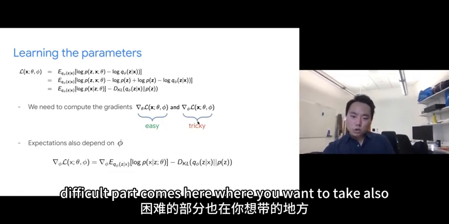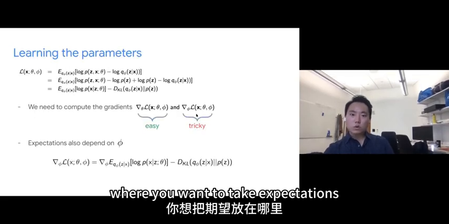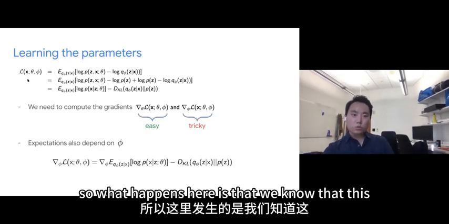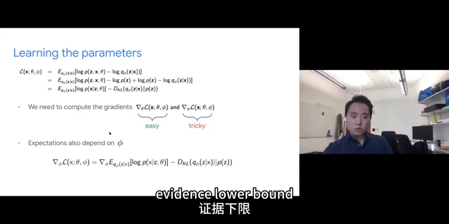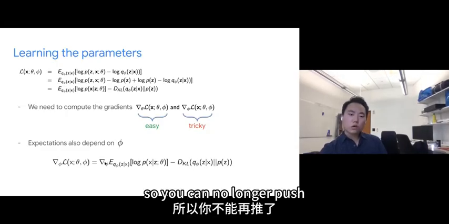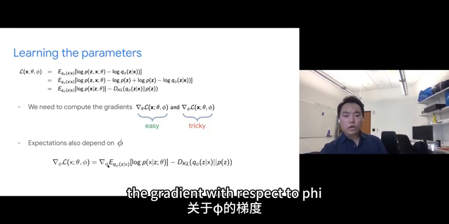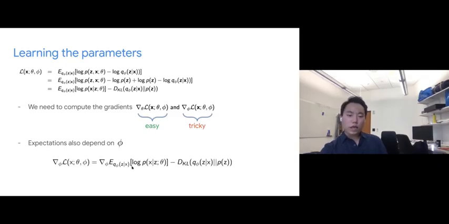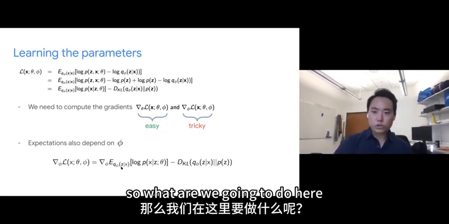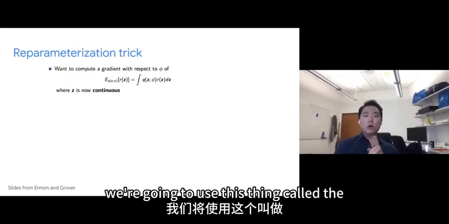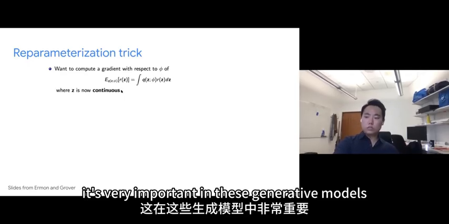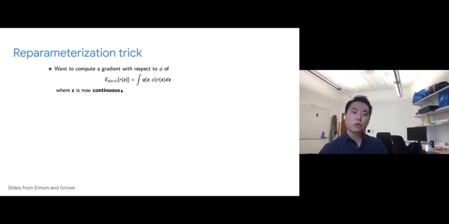The difficult part comes here, where you want to take expectations with respect to phi. We know that this evidence lower bound contains expectations with respect to phi. So you can no longer push the gradient with respect to phi through the expectation and take samples from it, just because this expectation also depends on phi. So what are we going to do here? We're going to use this thing called the reparameterization trick, which is a very common trick. It's very important in these generative models.